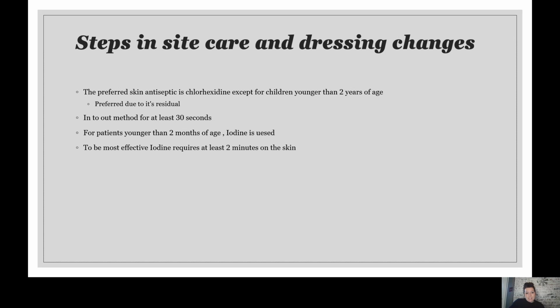So the preferred skin antiseptic is chlorhexidine. Chlorhexidine is a little stronger than alcohol, and it usually comes in those little squeeze things where you pop it, or it comes in a long stick with a little sponge at the end. You have to pop it before you get it out, okay? Young patients, the pediatric population, we're going to use iodine, and iodine has to be left on the skin for 2 minutes.